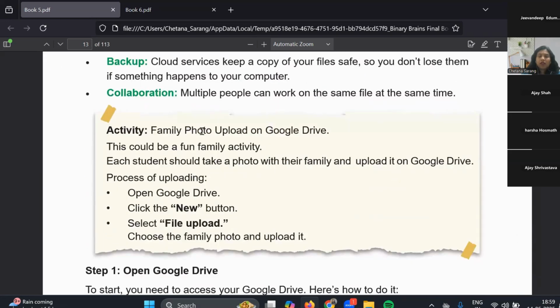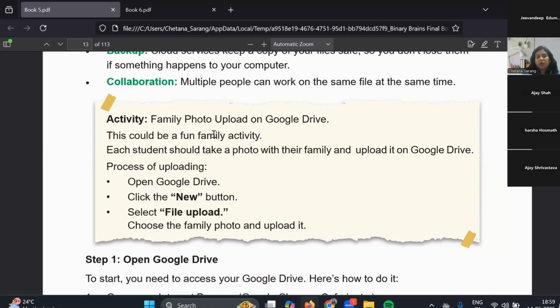One small activity for the students who have not been introduced to Google Drive: you can demonstrate in the school system, on the projector, how to upload a file on Google Drive and retrieve it. Because downloading we have seen in the previous chapter, uploading is something we have not seen. So through this activity, we can show how to upload on the cloud.